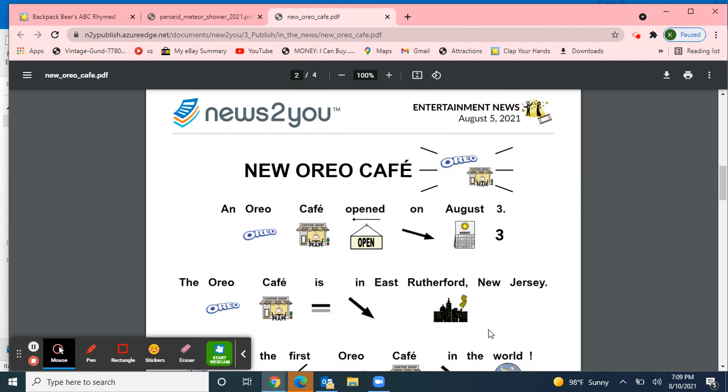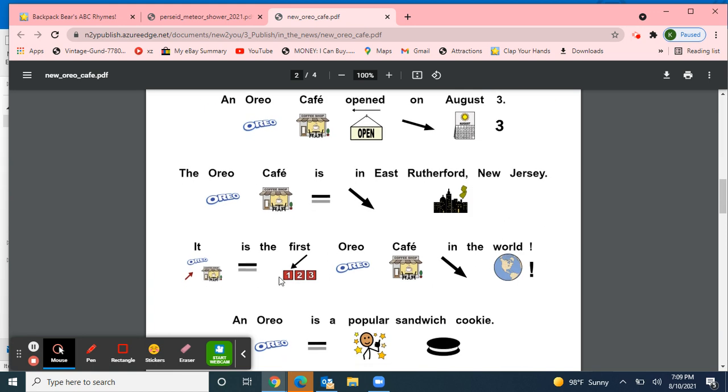And here we have the same article in News to You, Entertainment News. This time we have pictures with the words, New Oreo Cafe. An Oreo Cafe opened on August 3rd. The Oreo Cafe is in East Rutherford, New Jersey. It is the first Oreo Cafe in the world.